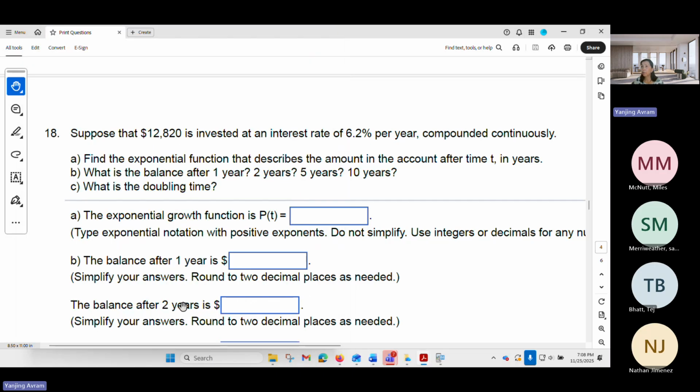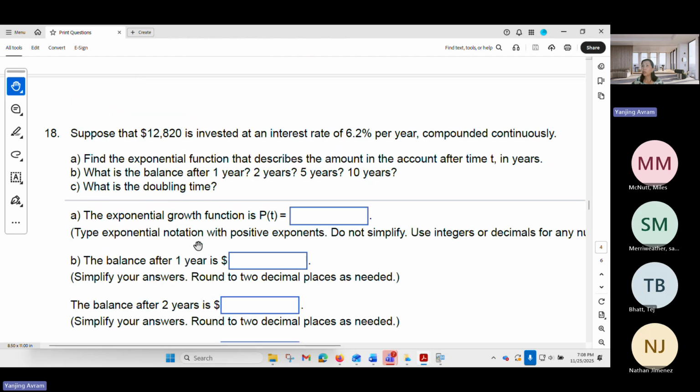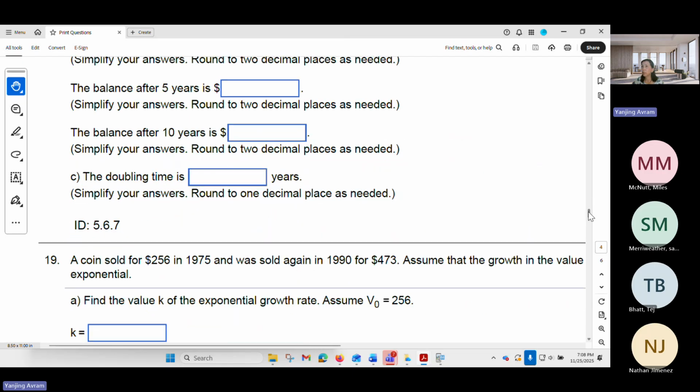And you can put 1 through 10 in here for the balance after 1 year, after 2 years.